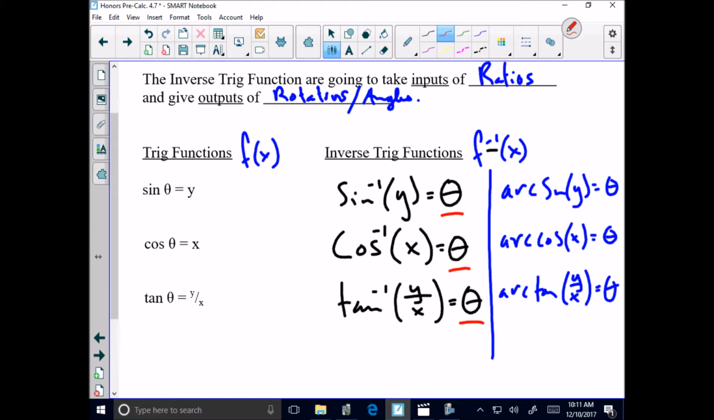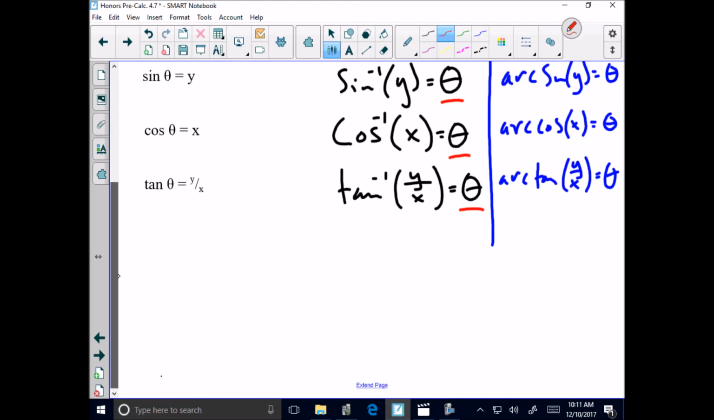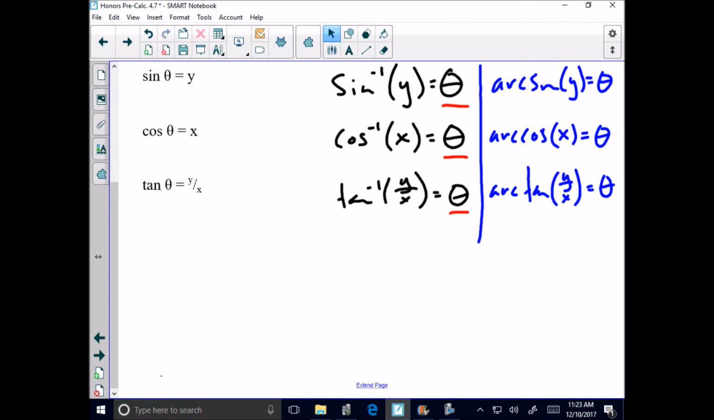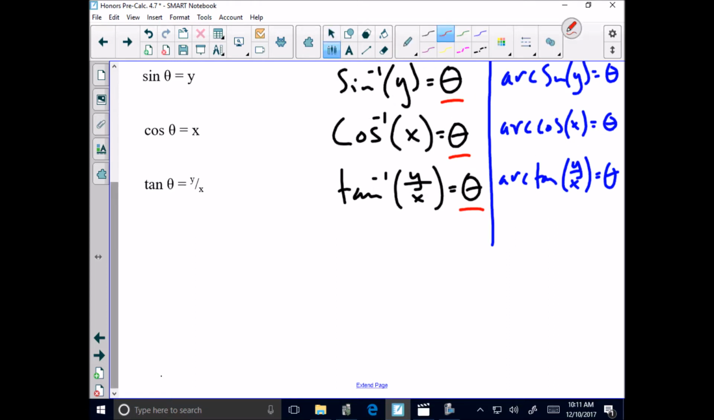And so in general right here, what we're going to have is a situation where we have to redefine our trig functions in such a way that will allow us to define the inverses in a way that we can evaluate. Now, this isn't the first time that we've run into a situation like this.